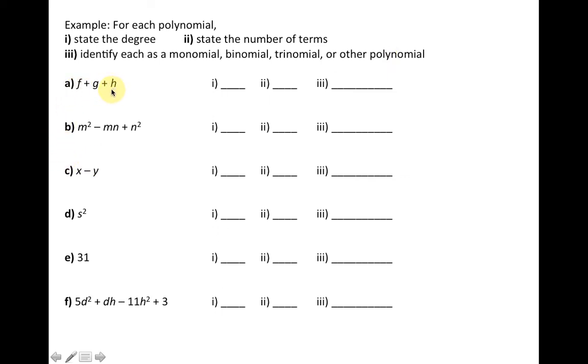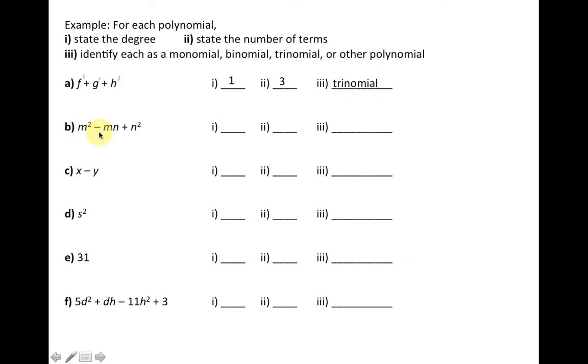The degree here is, so the first term is degree 1, second term is degree 1, third term is degree 1, so overall this has degree 1. The number of terms, of course, is 3 because there are 3 terms separated by adding. And so that makes this a trinomial.